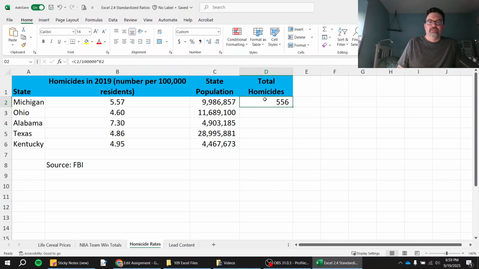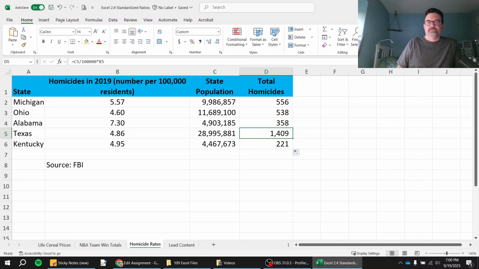All right, so that's the basic formula. We can just copy it down then to the other ones and see what happens. And unsurprisingly, Texas had the most, but Texas had the most people as well. So that's not very surprising. And Kentucky had the least. That's all that we need to point out for that last question on page 75.